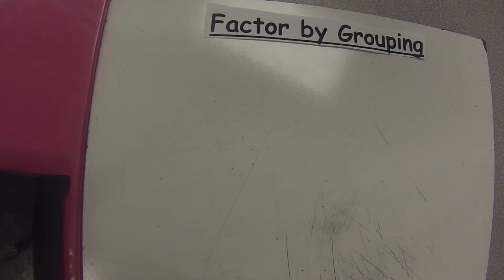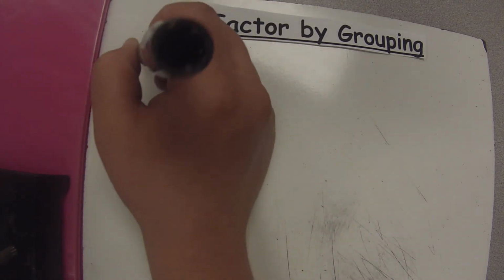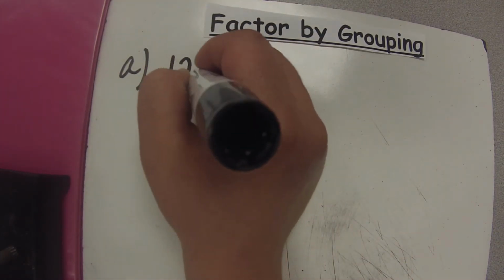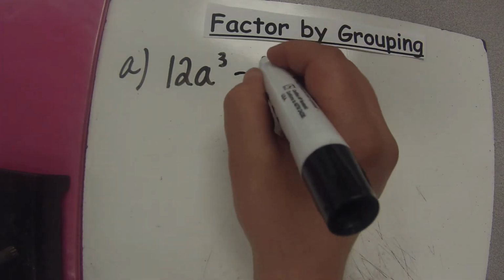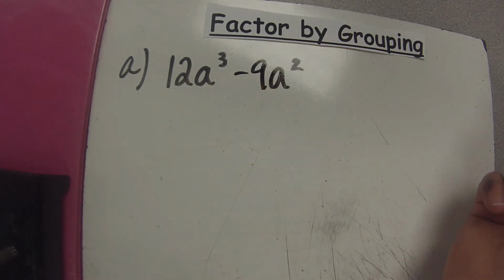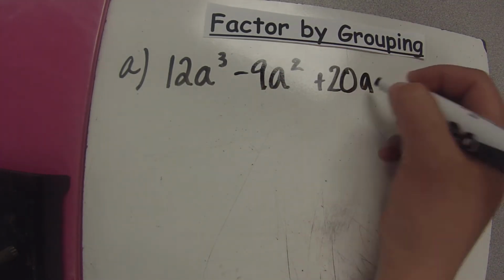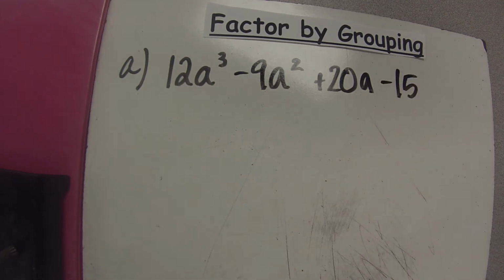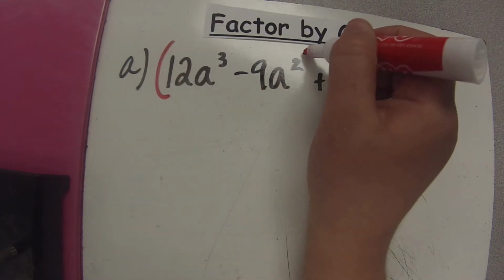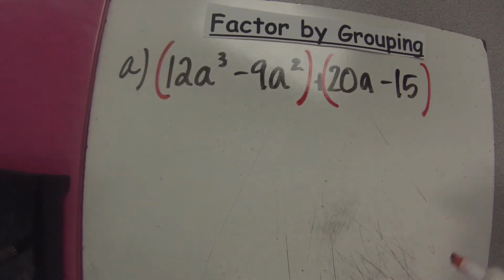We can factor these polynomials by groups, okay? Now, if you want to do grouping, it has to have 4 terms. There has to be 4 terms there for you to be able to do grouping. And so in our first example, A, we have 12a cubed minus 9a squared plus 20a minus 15. And so let's say that we group this first half and then the second half together.